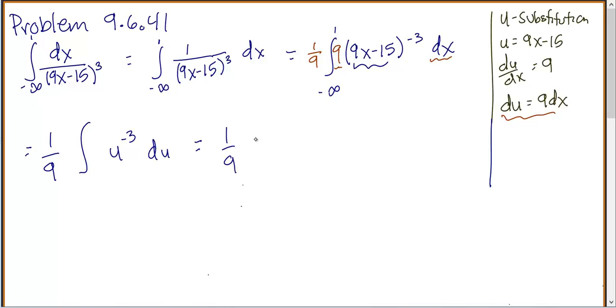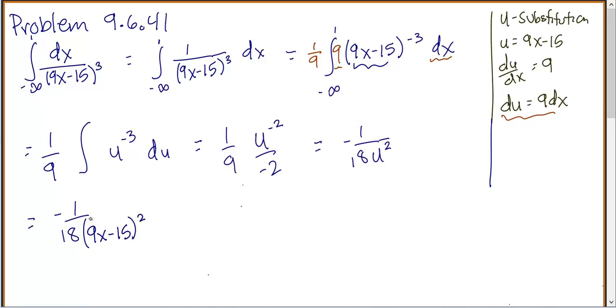Let's just integrate u to the negative 3, which is going to be u to the negative 2 divided by your new power. And we'll put our x's back in. So this is negative 1 over 18. And this u to the negative 2, let's move that to the bottom, so u squared. Oh, I still didn't put my x's back in. So let's try again. 1 over 18, and putting my x's back in, that's (9x minus 15) squared.